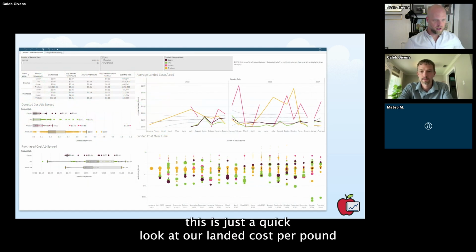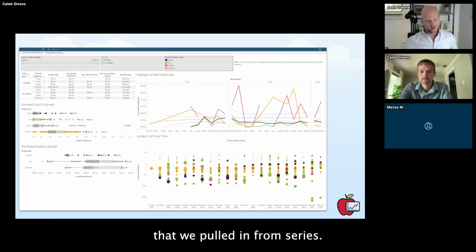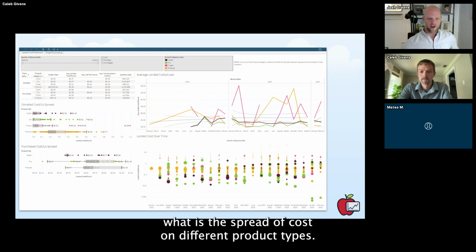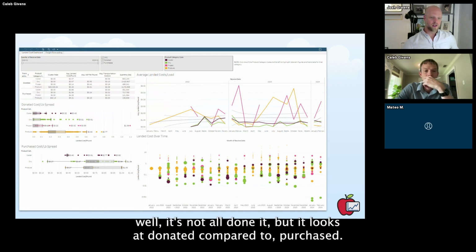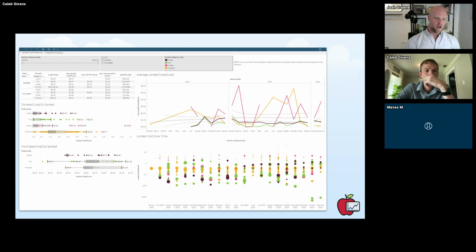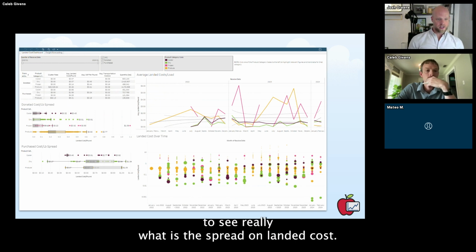And then this is just a quick look at our landed cost per pound that we pulled in from Series. This looks at, by month, what is the spread of cost on different product types. So these are all donated products. This is looking at, it's not all donated, but it looks at donated compared to purchased to see really what is the spread on landed cost.